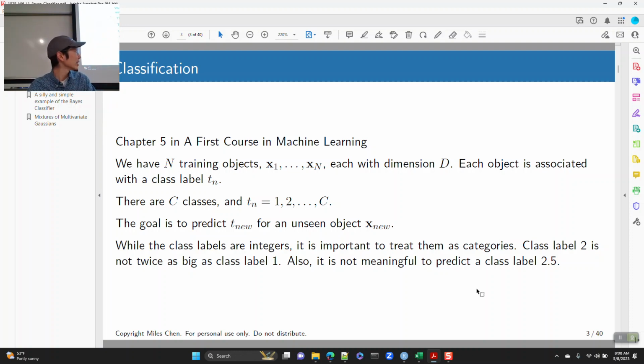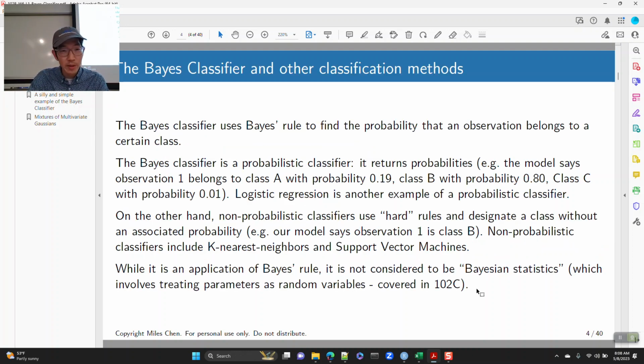And similarly, whenever you do classification, you can't say, oh, well, the true category is 5 and we predicted 4, that's less wrong. No, you either get the category right or you don't.